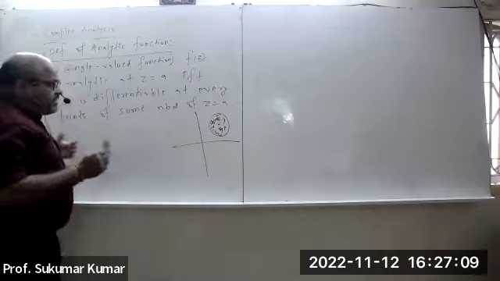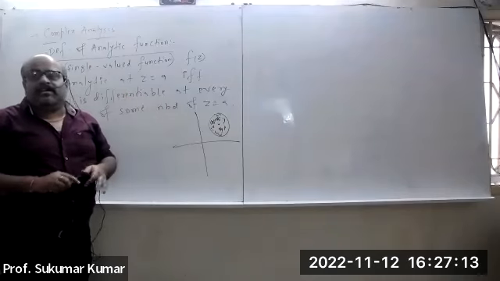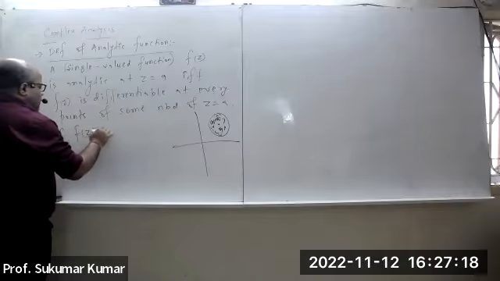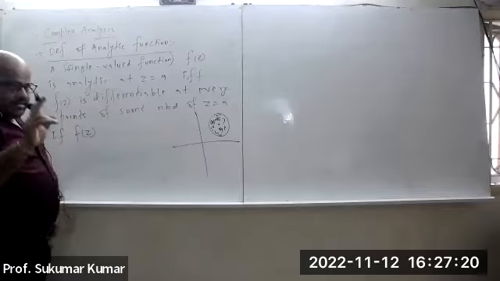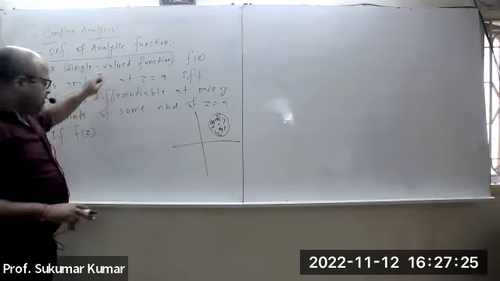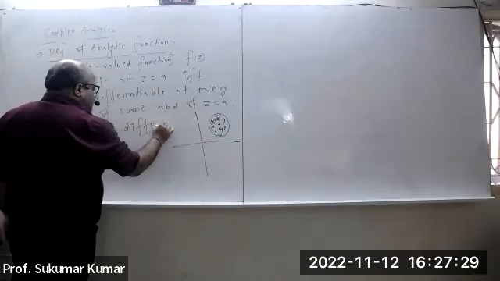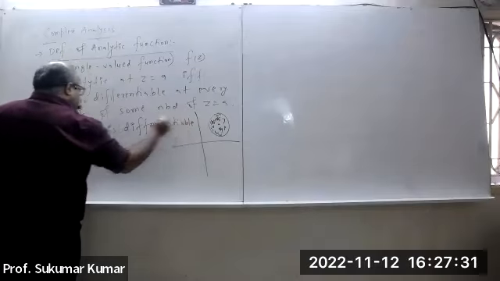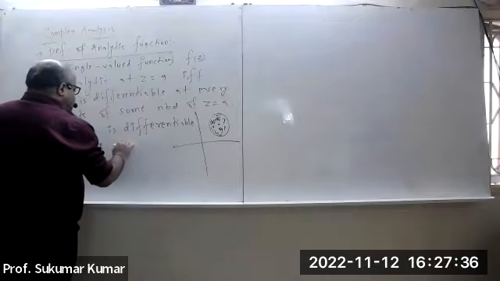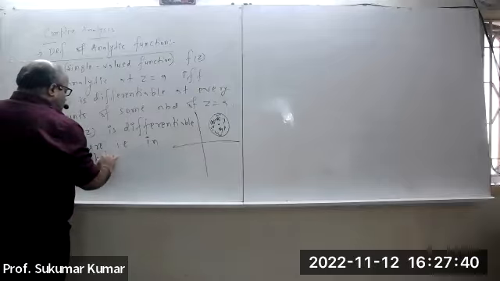When a function is differentiable everywhere, meaning on the whole complex plane C, then that is called an entire function. If function f of z, function meaning analytic, always a single valued function. Okay, I am not writing it every time. If the function is differentiable everywhere, everywhere means on the whole complex plane.